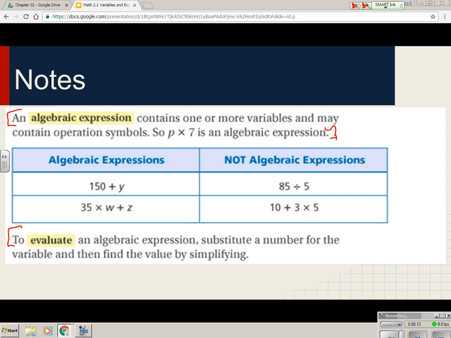The other thing I have up here for you to look at is, nice check mark, what an algebraic expression looks like and what an algebraic expression does not look like. On the left-hand side, 150 plus y, that's an algebraic expression. 35 times w plus z is also an algebraic expression. 85 divided by 5 is not an algebraic expression. These are just expressions. They have no variables. It's a lot of the stuff we saw in our first chapter. Have this written down before moving on. Most importantly, the two definitions.